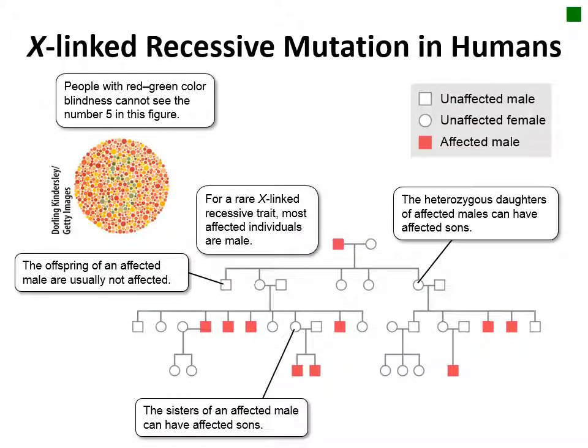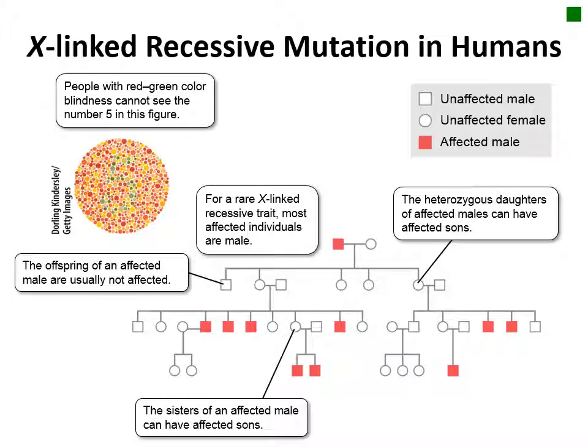When examining human pedigrees, you can often identify an X-linked recessive inheritance pattern by looking for key features. These include that the affected individuals are almost always males, because males only need 1 copy of the mutant gene to be affected, whereas females need 2 copies. Additionally, affected males will have unaffected sons because males transmit their X chromosome only to their daughters.